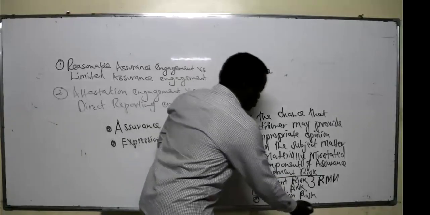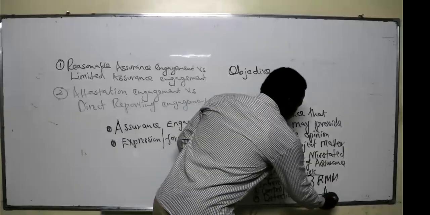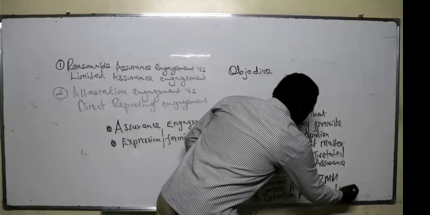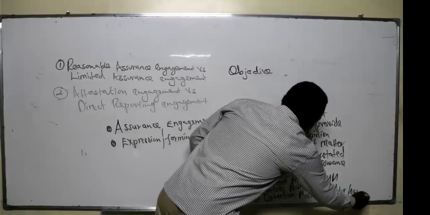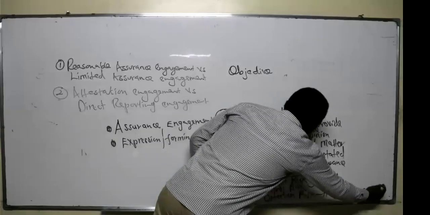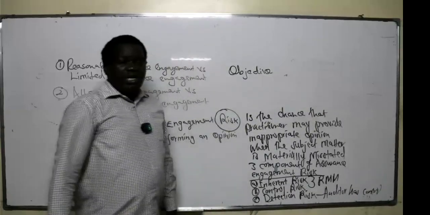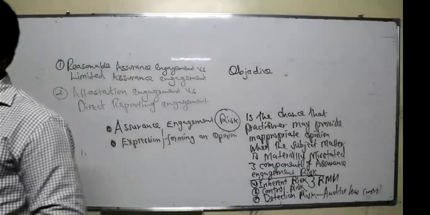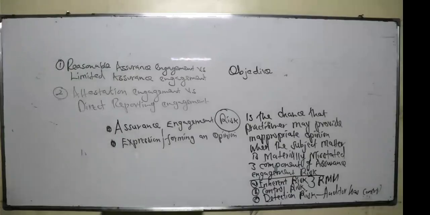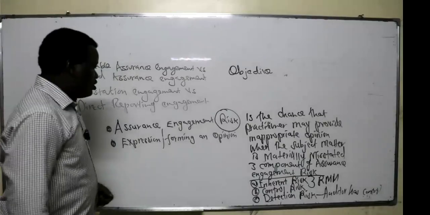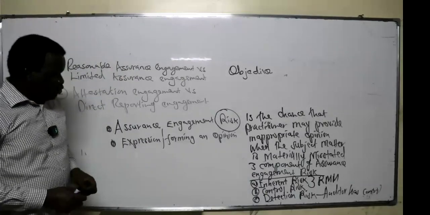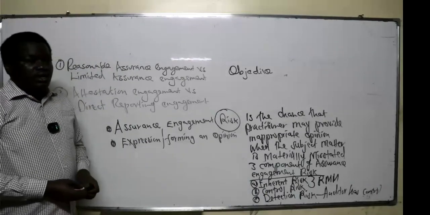The auditor is only responsible for this. The auditor, or the practitioner, has control of what we call detection risk, by designing appropriate procedures to be able to detect those forms of material misstatements. So that's what we mean by the term assurance engagement risk.